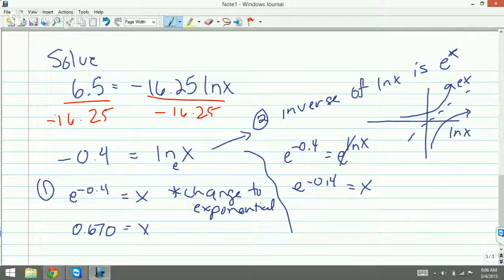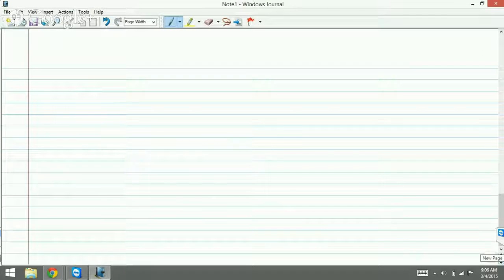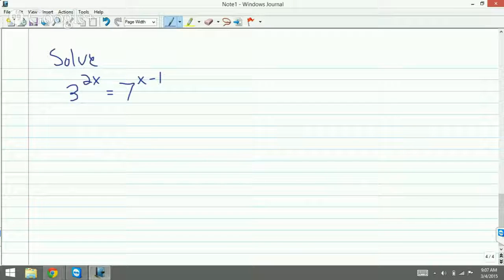I did not show you that for common logs, but you can do the same thing for any logarithm. All right, let's try another. I've shown you how to solve these with different or with common logs. I'm just going to show you with the natural log. It's just reinforcing everything we've done.